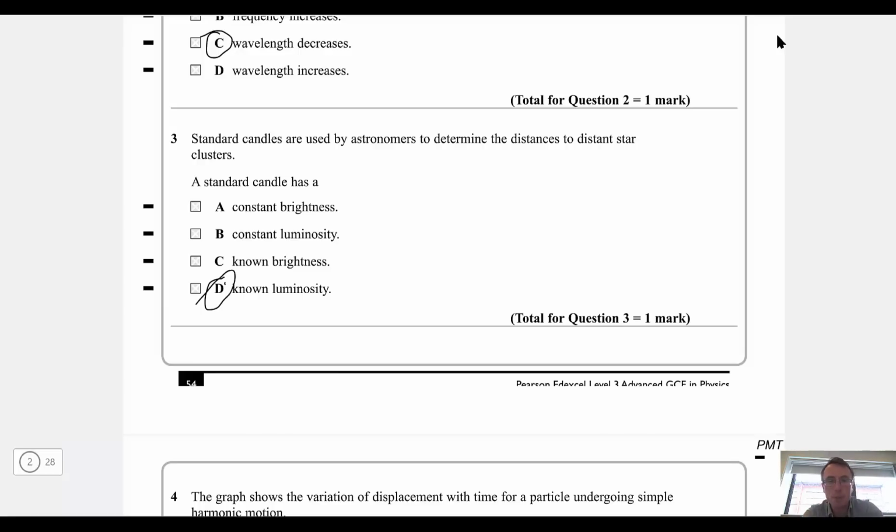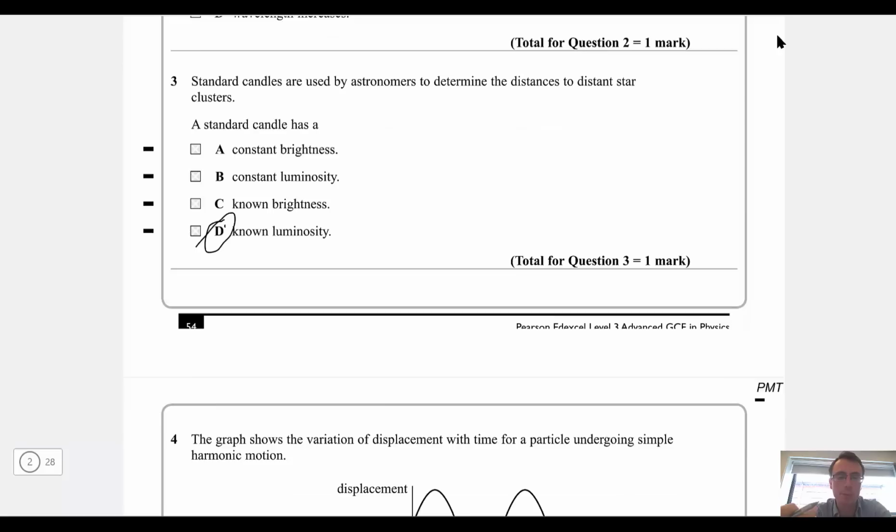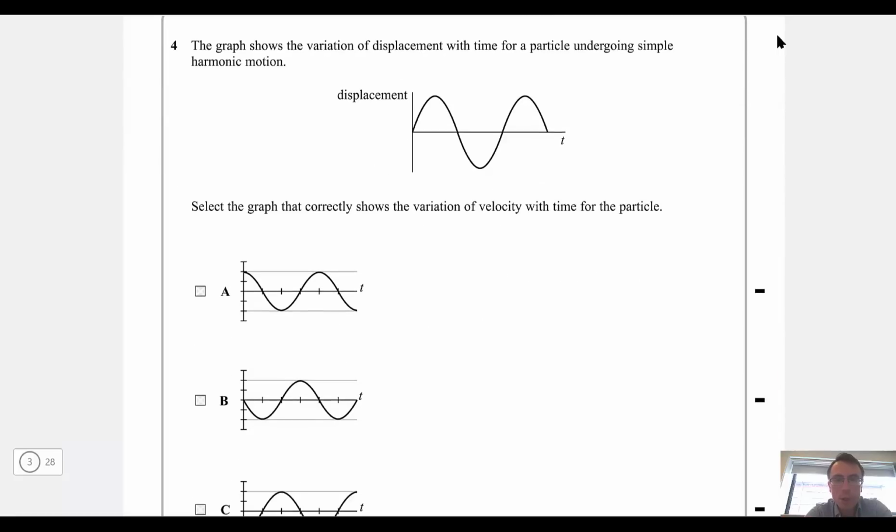So these are very, very useful, but it's luminosity, which remember is the total radiated outward power from a star. Okay, the graph shows the variation of displacement with time for simple harmonic motion. Select the graph that correctly shows the variation of the velocity.